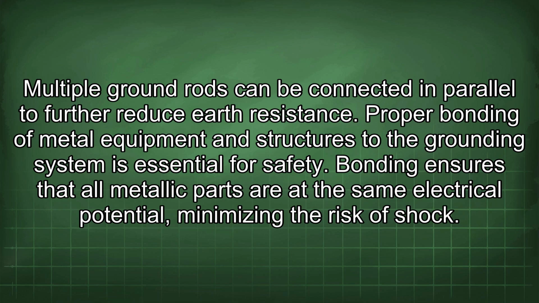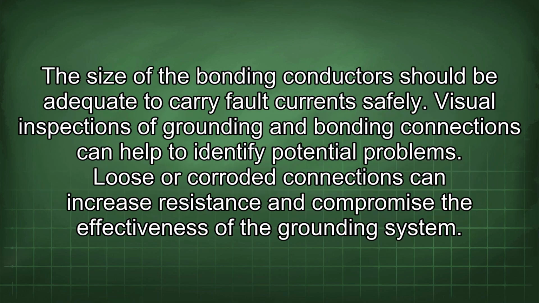Proper bonding of metal equipment and structures to the grounding system is essential for safety. Bonding ensures that all metallic parts are at the same electrical potential, minimizing the risk of shock. The size of the bonding conductors should be adequate to carry fault currents safely.